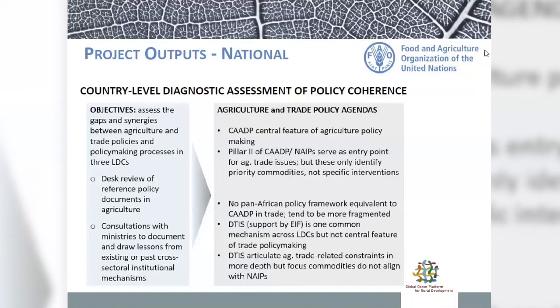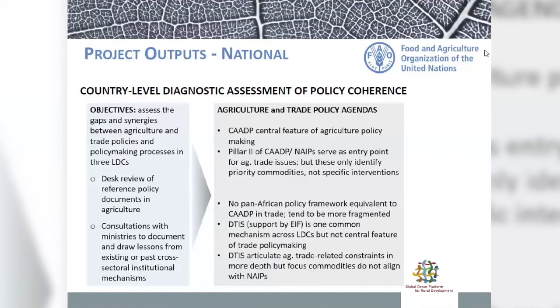And really, we had two types of findings that emerged. And of course, within the countries, you have a lot of detailed feedback that you get. But if we can synthesize at a high level, comparing across the three countries, there were really two major types of findings that emerged. One was on the agriculture and trade policy agendas, as we call them.